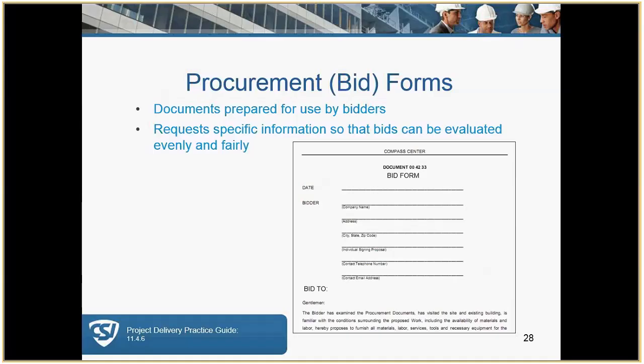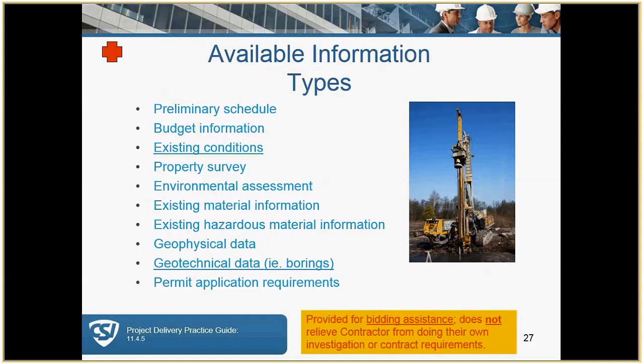This is a detailed list of the documents that might be included. Again, it's a good idea to provide things such as record documents for bidders, especially if it's going to be remodeled. It's going to help mitigate claims for unforeseen or hidden conditions.